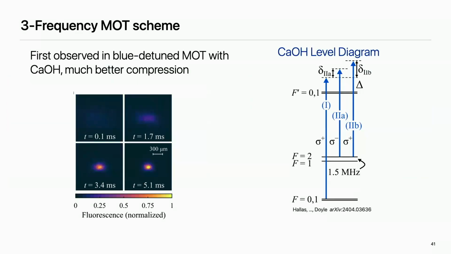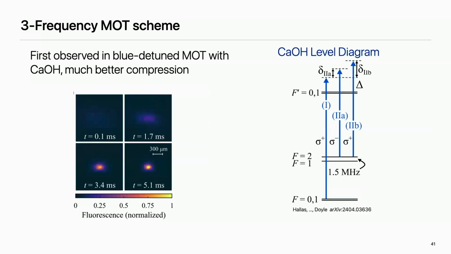So in CaOH, the levels here are split by a very small amount compared to the natural alignment of their excited state, of their main transition. And they found that if they shined two frequencies of light, they were trying to use a 2-photon transition, but they found that if they shine these two frequencies of light, they got much better compression than with the standard blue MOT, orders of magnitude.